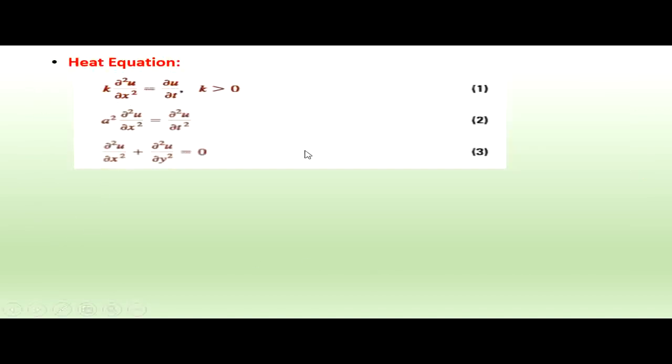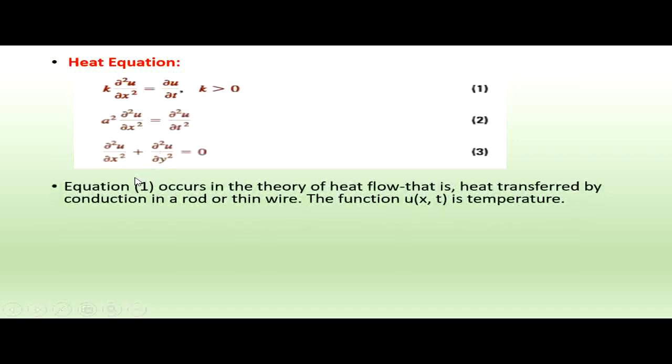Now we are going to discuss the heat equation. So out of these three equations, first one represents the heat equation, the one-dimensional heat equation. Second one is the wave equation. Third one is the Laplace equation. The equation 1 occurs in the theory of heat flow, that is, heat transferred by conduction in a rod or thin wire. This is our study. The function u of x comma t is the temperature at any distance x and at any given time t.